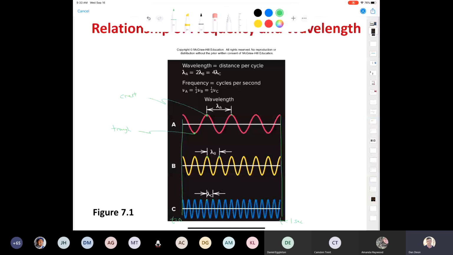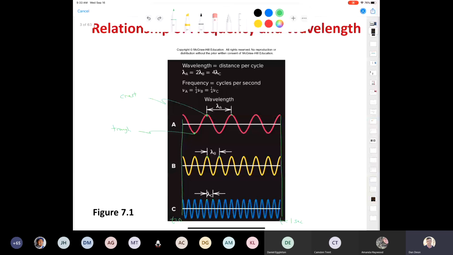And you can see that the longer wavelength we have, the shorter frequency. Okay, so the longer wavelength, we have a shorter frequency. And when we have a shorter wavelength, we have a higher frequency, right? We have more waves occurring in that period of time.